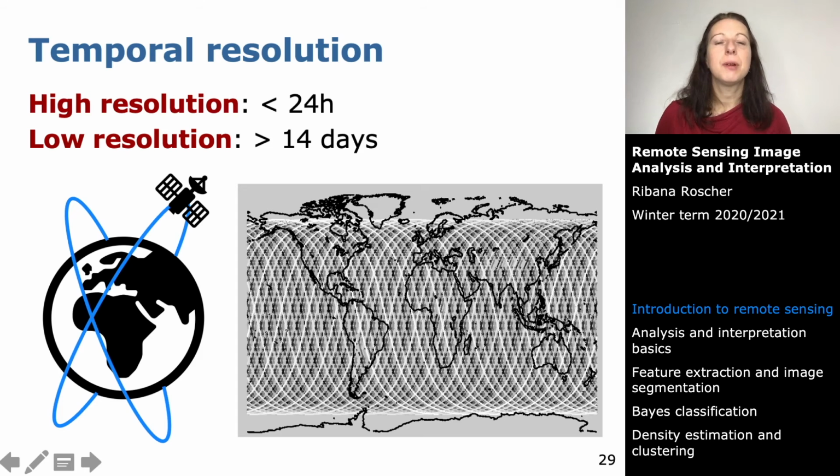So after talking about the spatial resolution, I want to talk a bit more about the temporal resolution. Temporal resolution is the repetition rate of a satellite or any other sensor platform. And we generally talk about a high resolution if the repetition rate is less than 24 hours, and we talk about a low resolution when the repetition rate is larger than 14 days. And most of the satellites have a repetition rate somewhere between these two values.